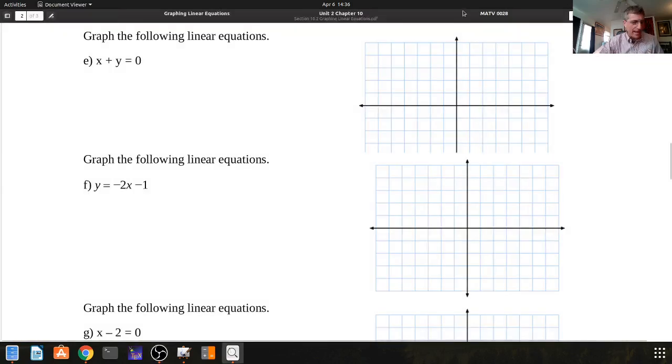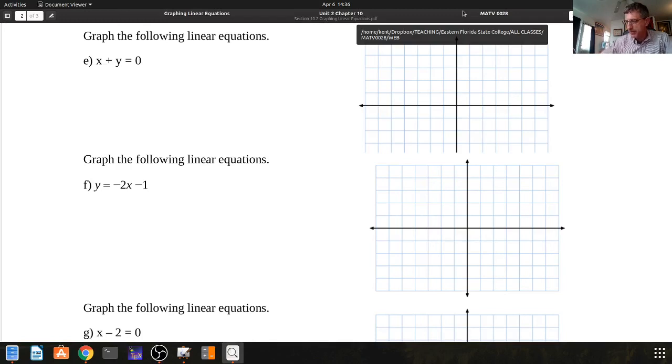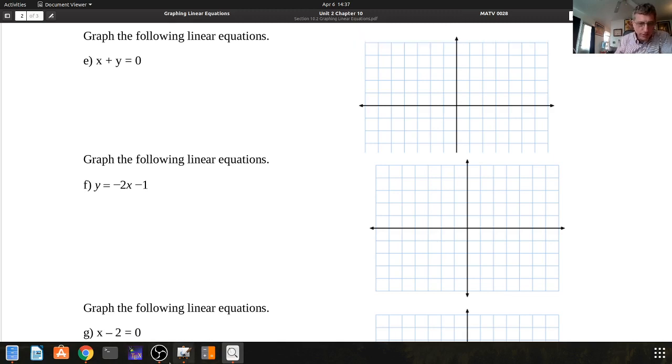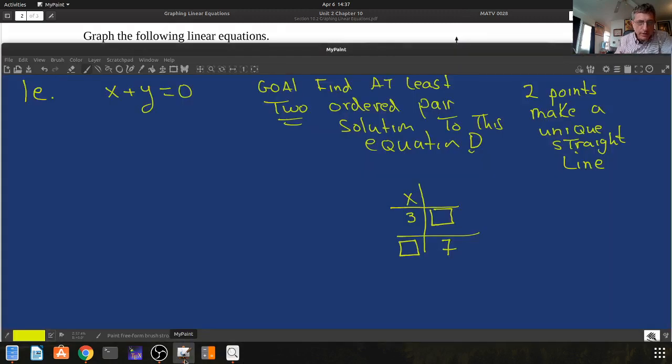Okay, so I'm back, and it's probably a good time. In the schedule, I have us actually doing this over 2 lectures. So this is again 10.2, and we're doing 1E, and we were getting ready to graph the equation x plus y is equal to 0.